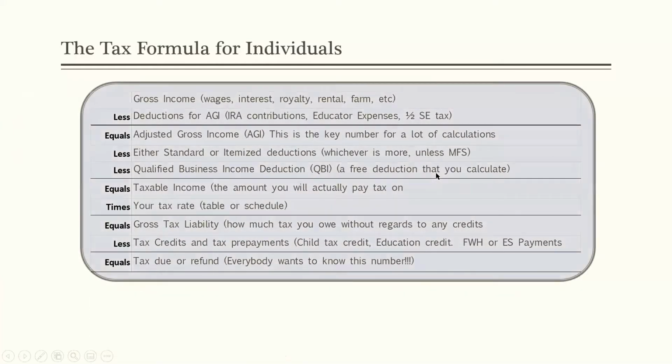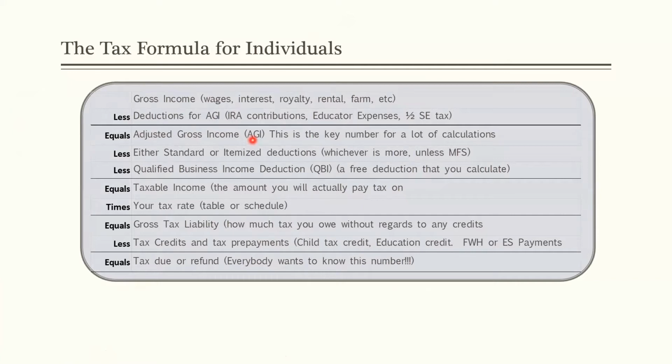Now I know it looks confusing, but it's really quite simple. Basically, you start with your gross income. You subtract items from your gross income, and that equals your adjusted gross income, AGI. This is a key number. We're going to use this a lot. We talk about it a lot.